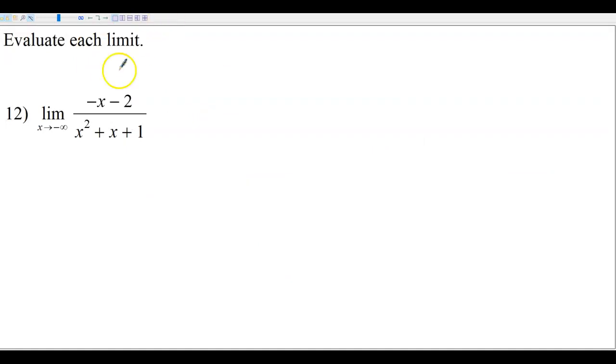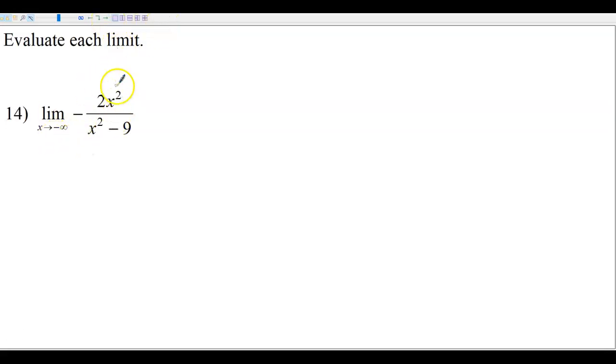On this particular example, the power on the top is 1 and the power on the bottom is 2. So when the power on the top is smaller than the power on the bottom and you're finding a limit at infinity, the answer is just going to be 0. Now, if you wanted to, you could do L'Hopital, but this is much faster using that little shortcut. All right, let's go ahead and move on to number 14.